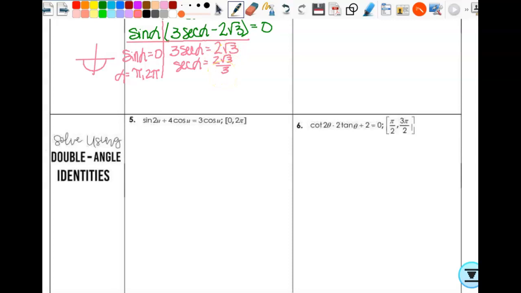So now that I have it solved, I don't want to have to think about secant alpha anymore. I want to make that cosine alpha. And what's the reciprocal of 2 square root of 3 over 3? Square root of 3 over 2.